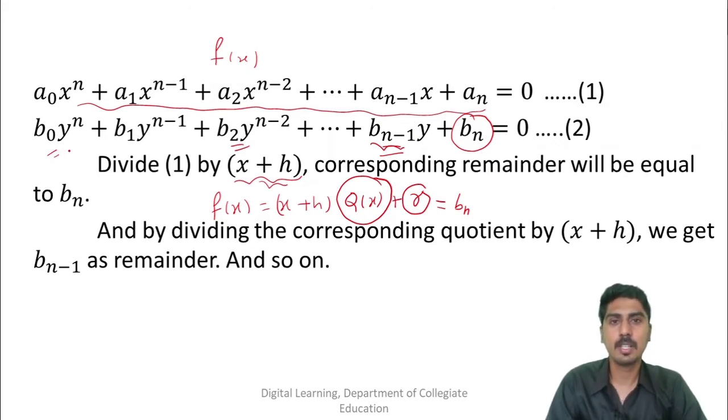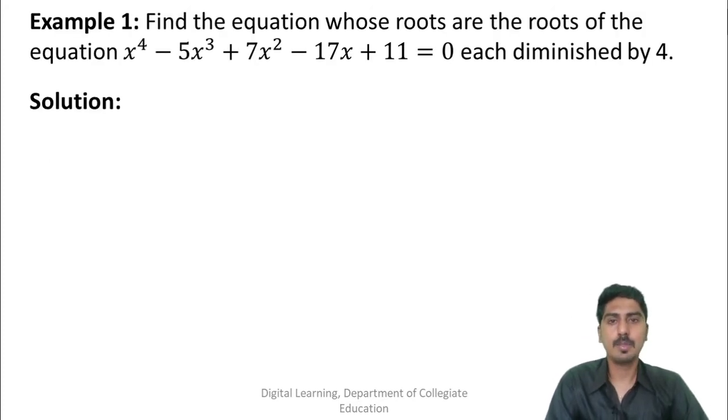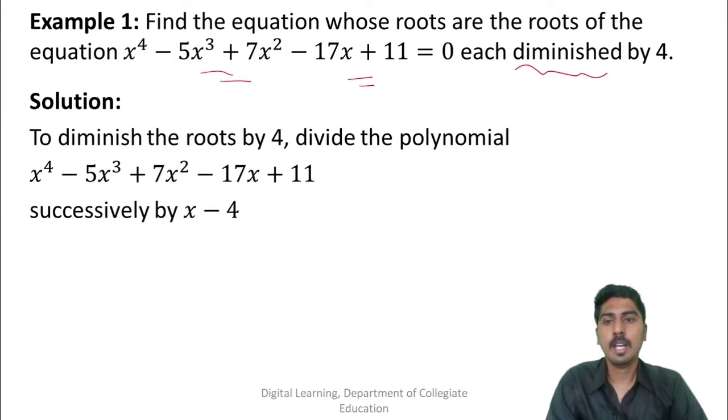Now we shall discuss an example. Find the equation whose roots are the roots of the equation x^4 - 5x^3 + 7x^2 - 17x + 11 = 0, each diminished, or decreased, by 4. To diminish the roots by 4, we divide the polynomial x^4 - 5x^3 + 7x^2 - 17x + 11 successively by x - 4.